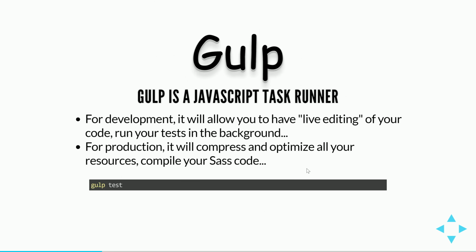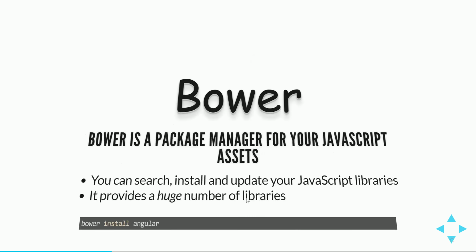So Gulp is nothing but a JavaScript task runner. It's a form of live editing in the background. So whenever there is a change in the code in the front end, that will be automatically live edited at your side. So we will look more into it also. Whenever a code is changed, that automatically updates in your background, and for production, it will compress and optimize all your resources and compile your SASS code also. So Gulp is more about a task runner with live editing.